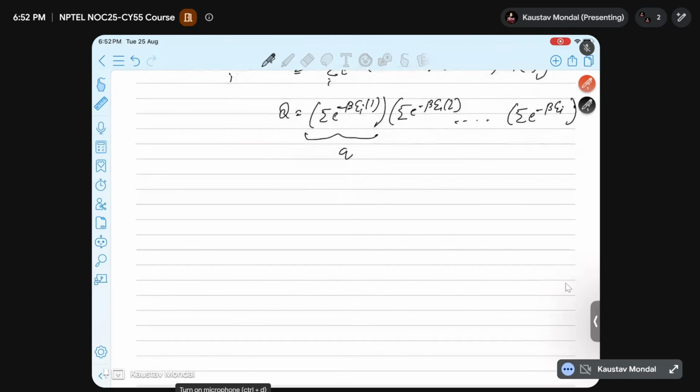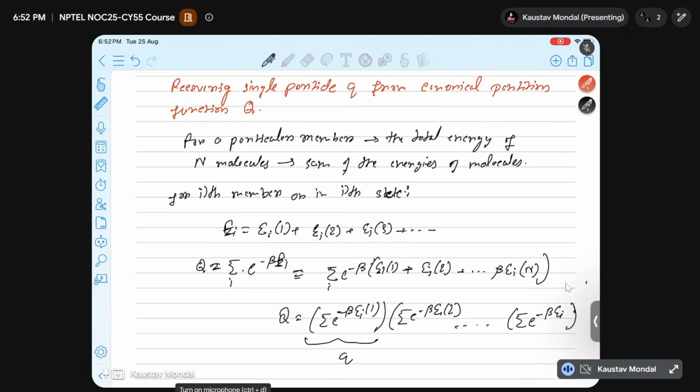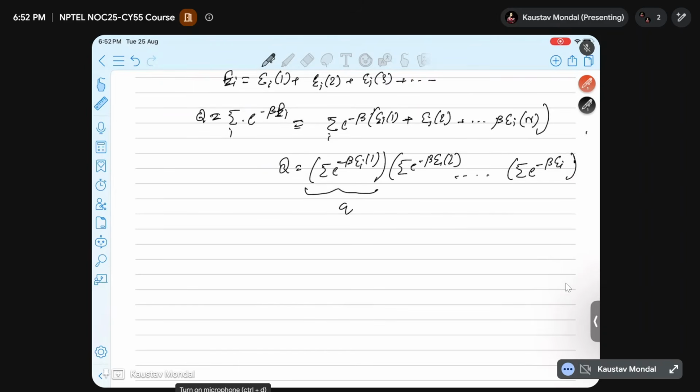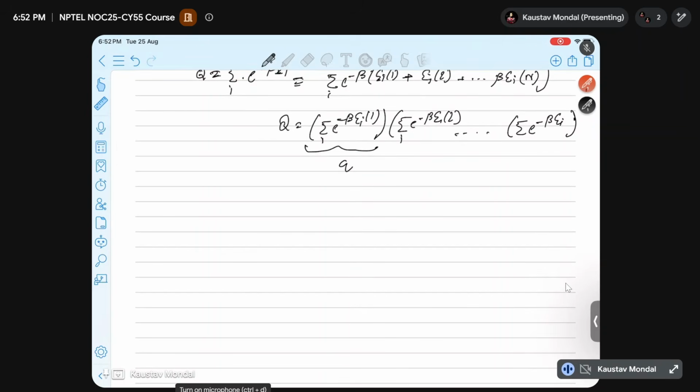The systems that are forming the ensemble can basically take any type of energy values, so the summation is taken over all possible values of E_i. If you do so, each of the summations gives you q, so there would be n numbers of q, so it would be q to the power n. Capital Q is the ensemble partition function.